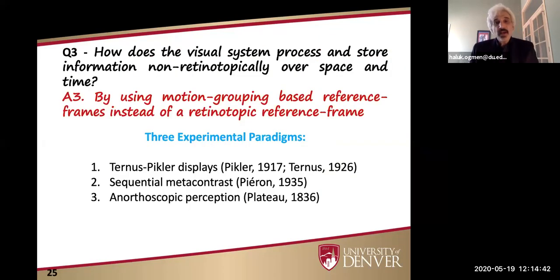So now, what is the evidence for that proposal? As I said, during the last 2 decades, we conducted several studies to come up with this solution. We used 3 main experimental paradigms: Ternus-Pikler displays, sequential metacontrast, and anorthoscopic perception. I don't have time in this talk to go through all the evidence that we collected over the years. What I would like to do today is talk about the first experimental paradigm, the Ternus-Pikler displays, and show you some of the evidence that supports the notion of motion grouping-based reference frames for sensory memory.